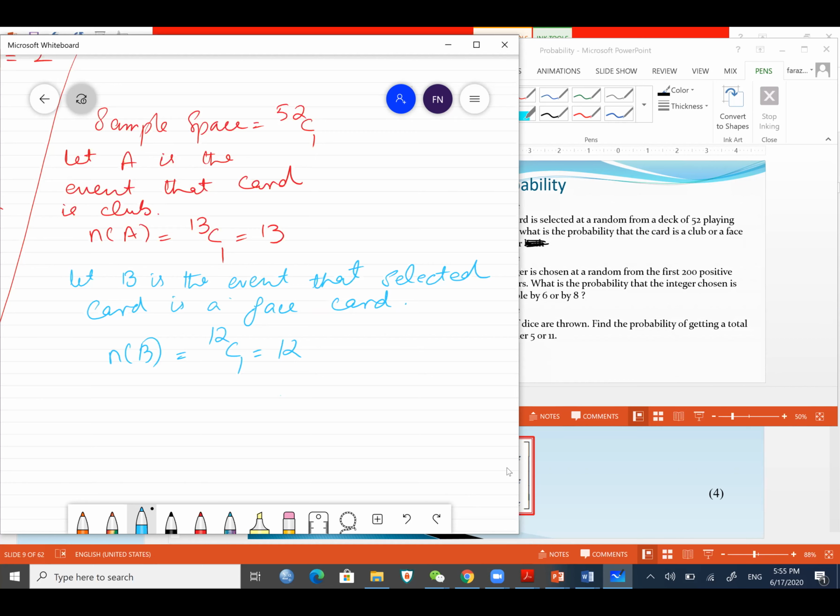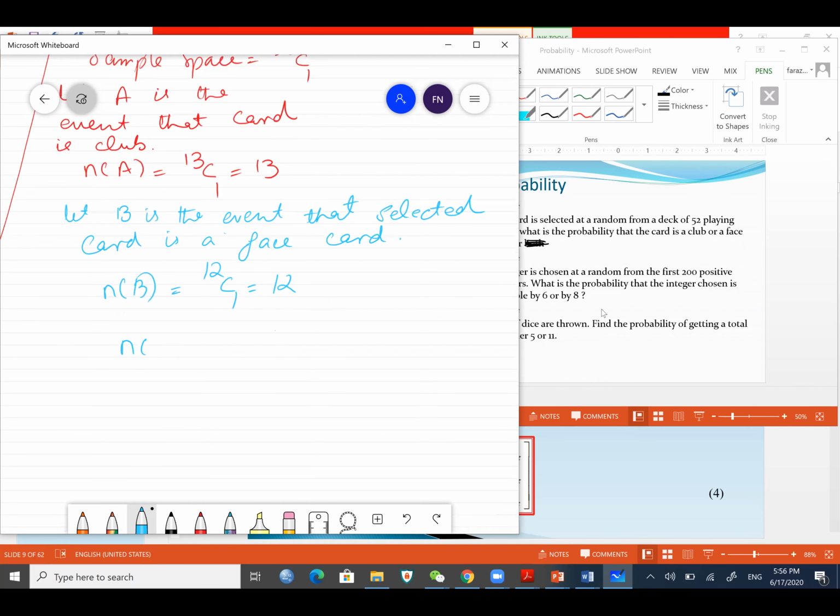Because we were interested to find out the probability that the card should be a face card or a club. So there are 3 points in common between A and B. Is that clear to everybody? This is very important to understand, because your examples would be exactly the same, just a little change.